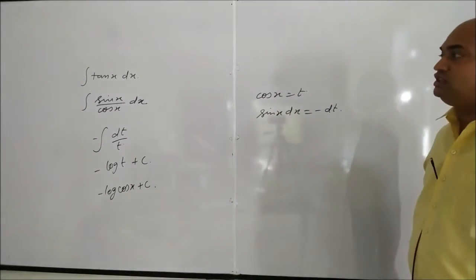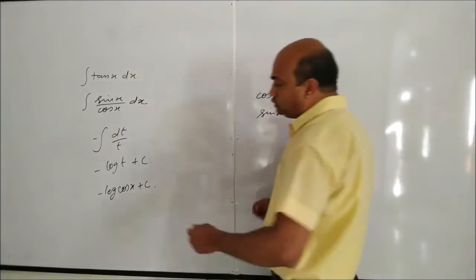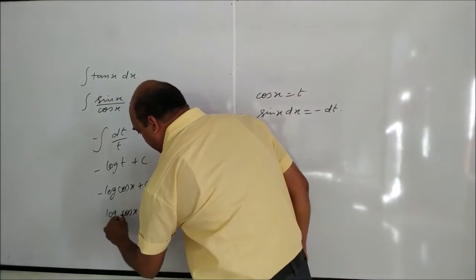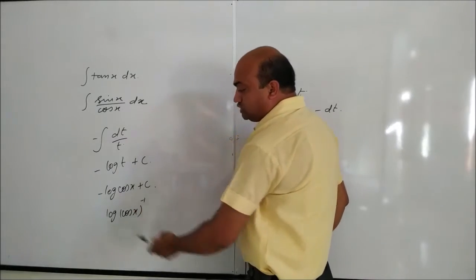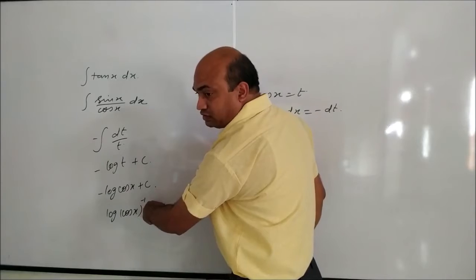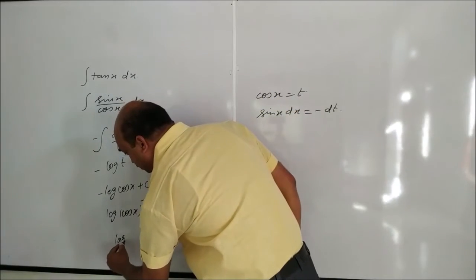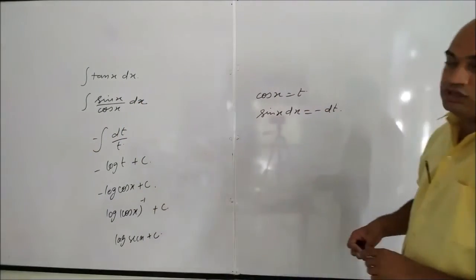So integration of tan x dx will be minus log cos x plus c. Also it can be written as log cos x raised to power minus 1. This minus we shift in the power. So cos x raised to power minus 1. And cos x raised to power minus 1 means 1 upon cos x. The value of 1 upon cos x is sec x. So it is log sec x plus c. Like this also can be written.